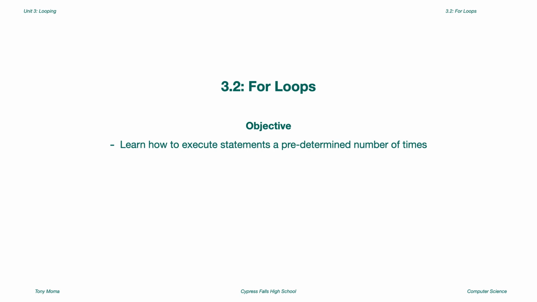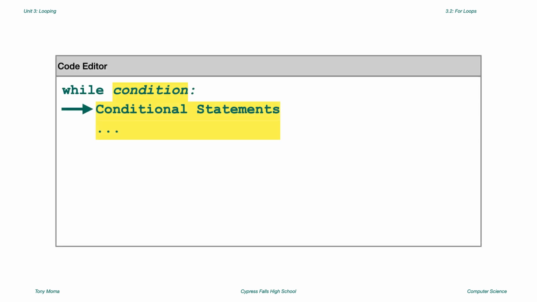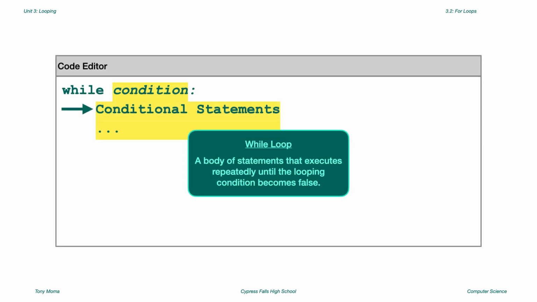For loops. In this video, we will learn how to execute statements a predetermined number of times. In the previous video, we defined a while loop as a body of statements that executes repeatedly until the looping condition becomes false. This is great for applications where we don't know beforehand how many times exactly we'll need certain code to be repeated. For example, the password checker. We don't know beforehand how many attempts it'll take for the user to guess the correct password. So we just tell the code to repeat until the user guesses correctly.